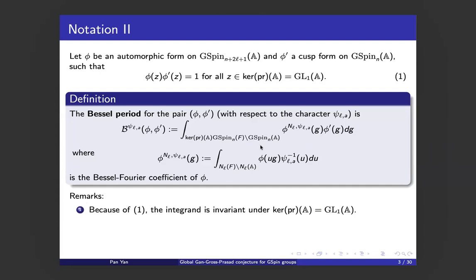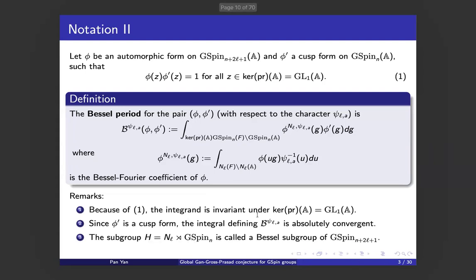So these formulas were defined. And since phi prime is a cusp form, the integral defining this Bessel period is absolutely convergent. Here we just need to take phi to be any automorphic form, but phi prime we need to take a cusp form. And here there is a subgroup, which is the semi-direct product of N_l with GSpin_n, and this subgroup is called a Bessel subgroup of GSpin_{n+2l+1}. So this is the definition of the Bessel period, and this is a global object.